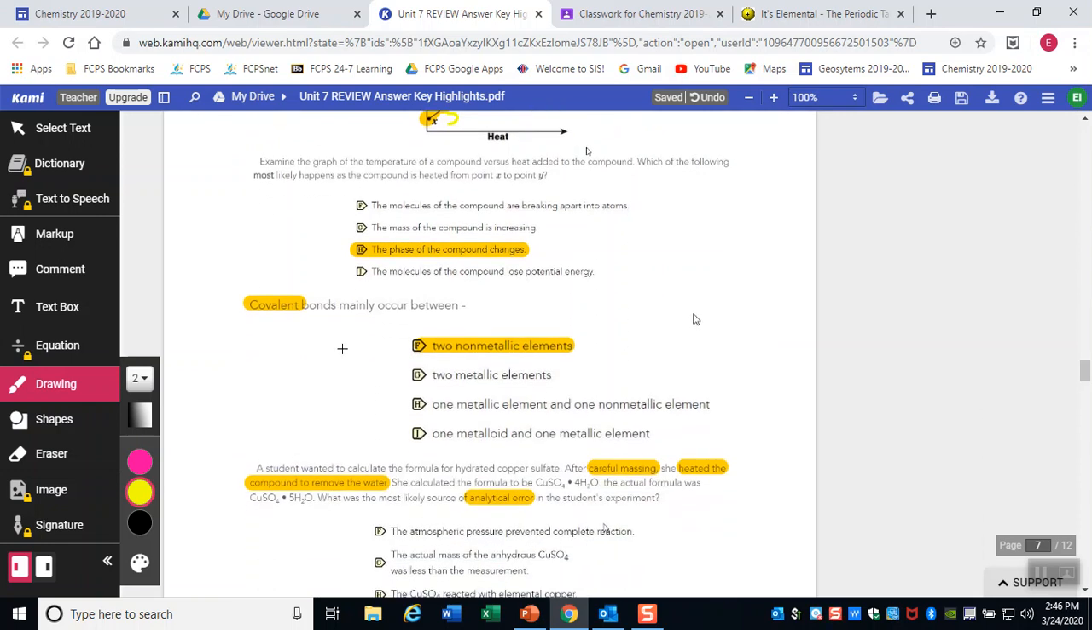So covalent bonds mainly occur between non-metals.